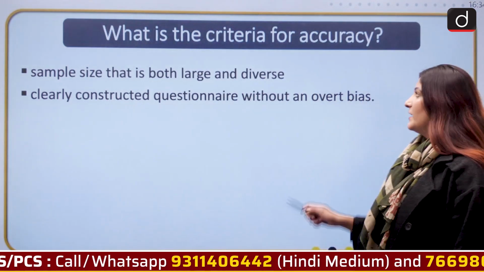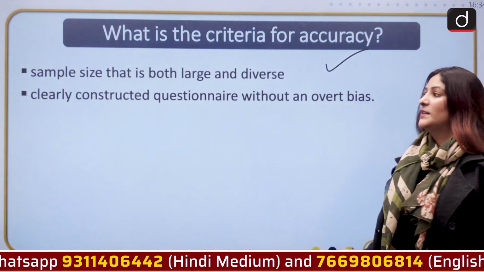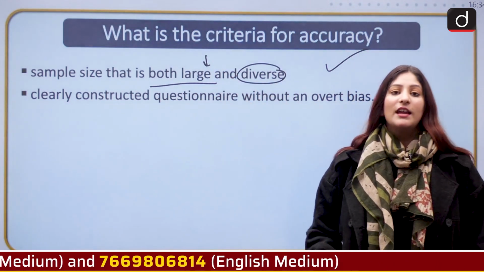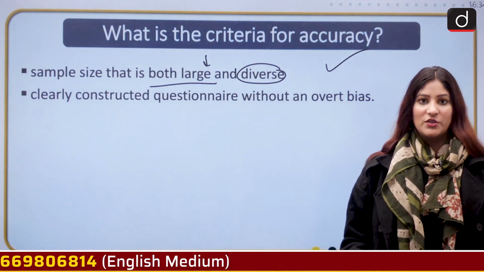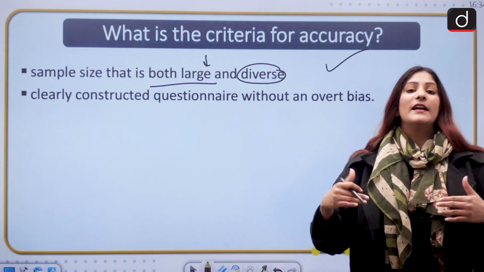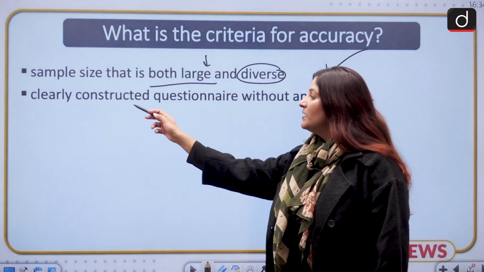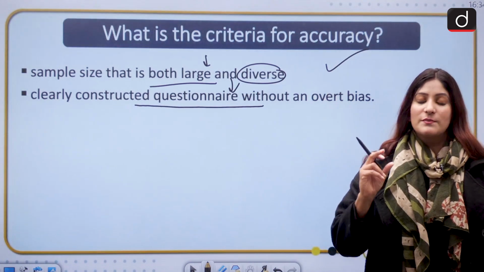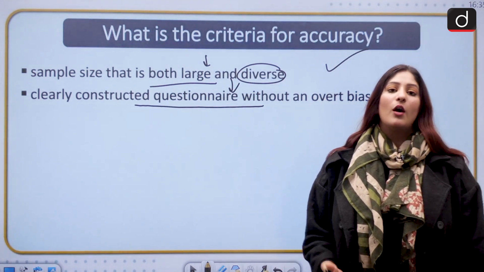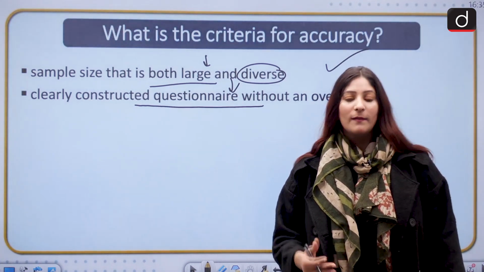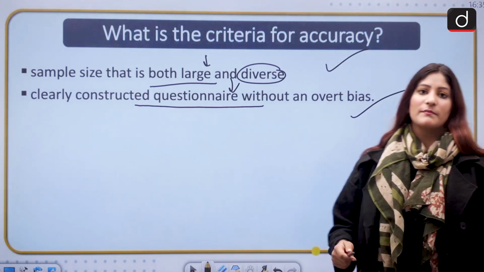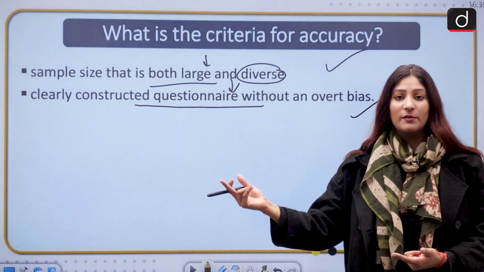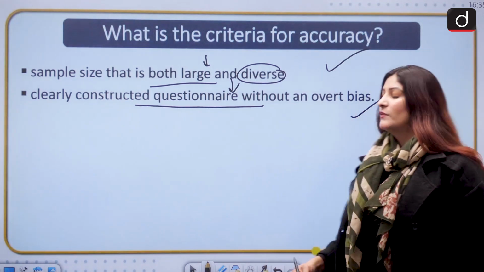What is the criteria for any exit poll to be conducted so that accuracy is maintained? First of all, the sample size should be both large and diverse. In a country such as India, it is important that, to make an accurate picture, the sample size should be large and diversity should be reflected. Apart from that, it should be based on a clearly constructed questionnaire. It should not be a question which is very subjective in nature. It should be pretty objective, like which party did you vote for or which candidate was your favorite amongst all. So clear-cut questions without overt bias should be there. There should also not be bias such as assuming that this particular group of persons might have voted for this particular person, so I will ask questions from them only. Then an accurate picture will not be maintained.